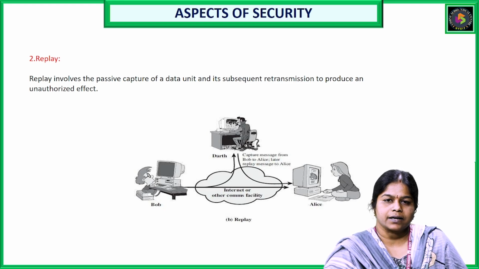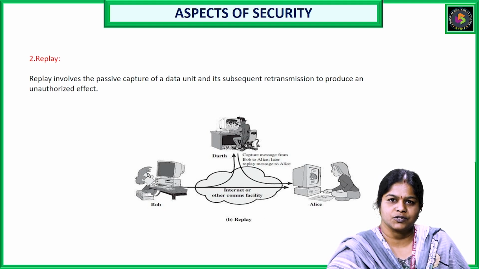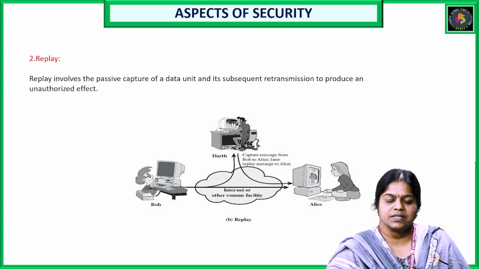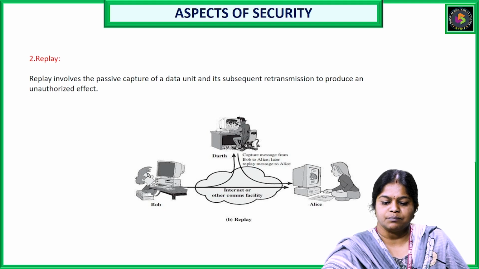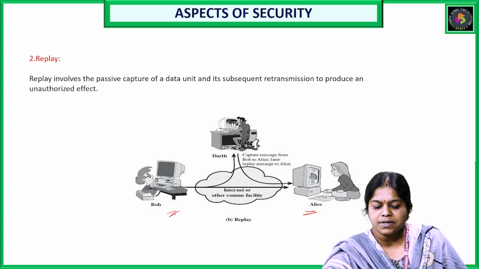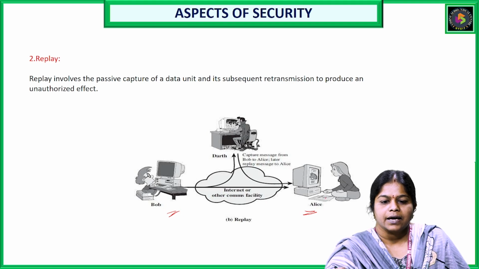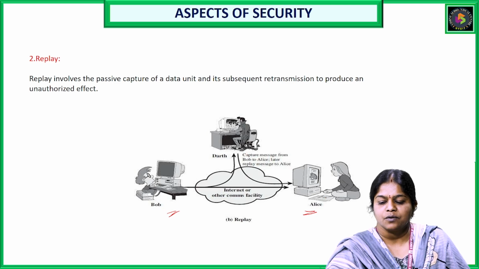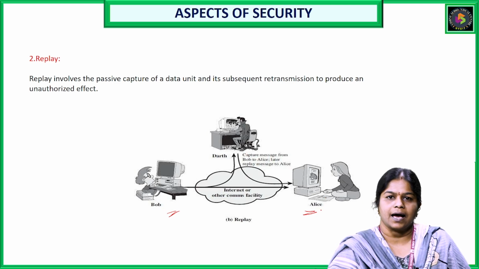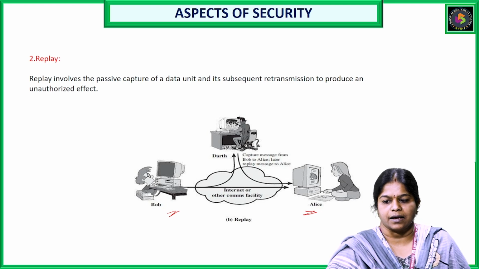The next type of active attack is replay. In replay, it involves the passive capture of the message which has been sent to the other entity. For example, here we have Bob and Alice, where Bob is transmitting particular information to Alice, but the opponent is capturing the message which has been transmitted to Alice. The opponent has been capturing the message which has been sent to Alice.